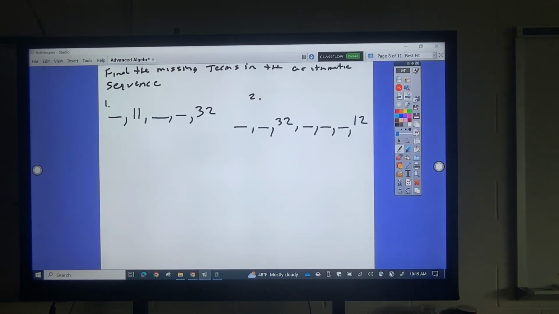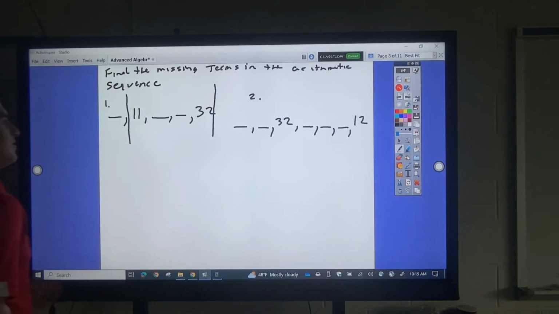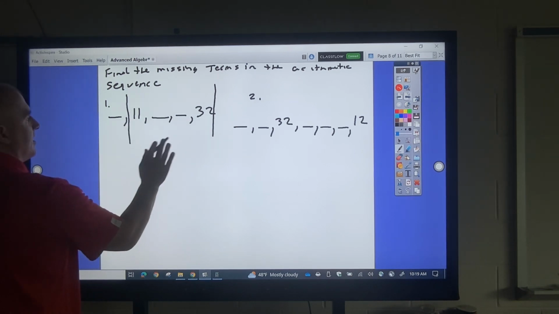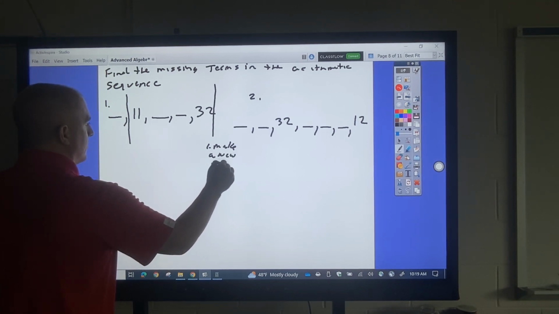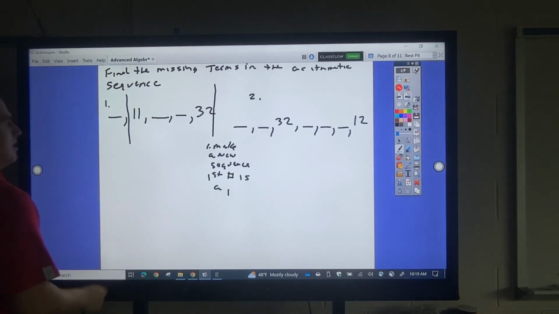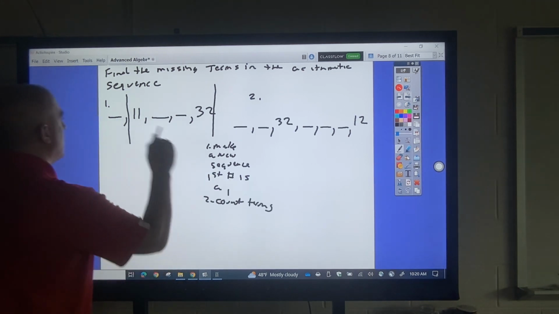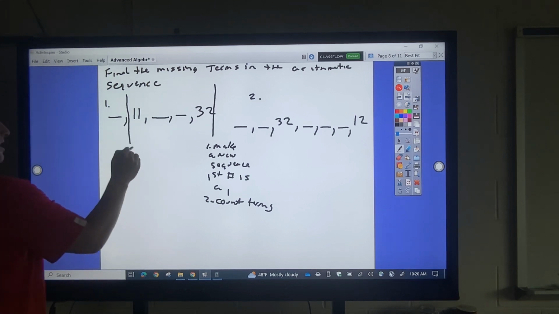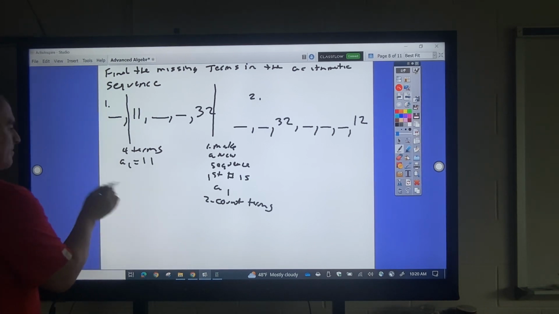Okay, find the missing terms of this sequence. Now, it's arithmetic, they give you a clue here. Even though you see this, we're going to renumber the sequence, and let me explain. I'm going to cut this off here and here, so I have a start to a finish. You're going to make a new sequence where your first number is now A_1, and I'm going to count the terms: 1, 2, 3, 4. So I've got 4 terms. A_1 is 11, and they told me it's arithmetic.